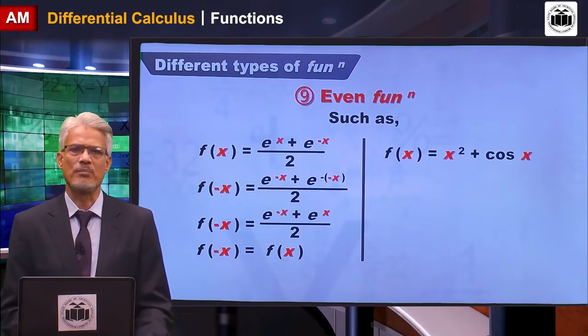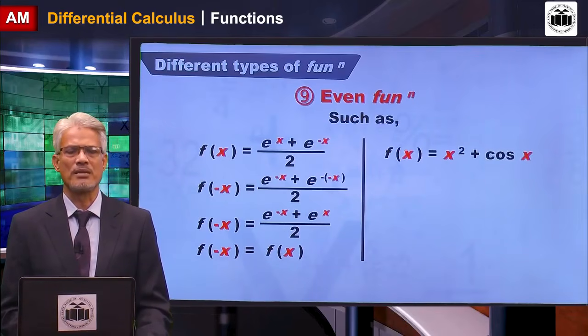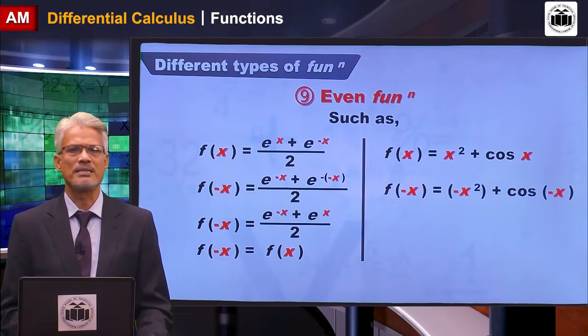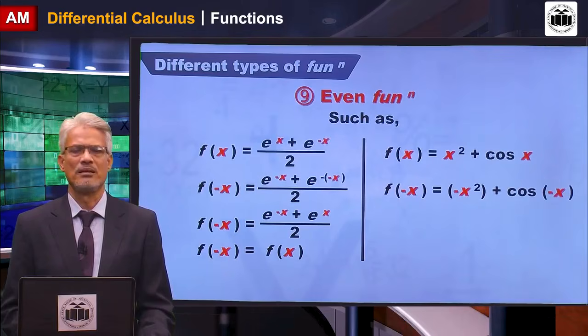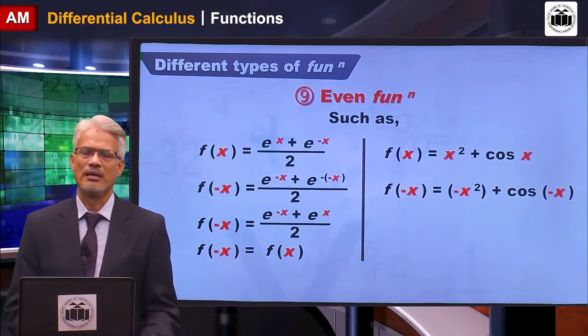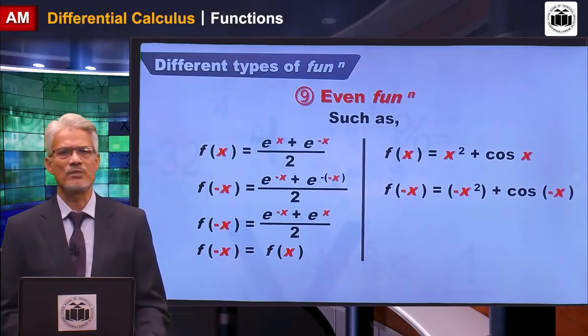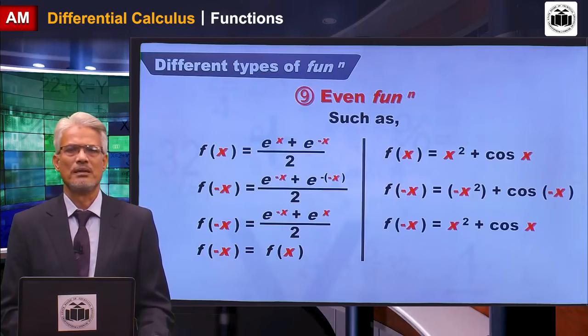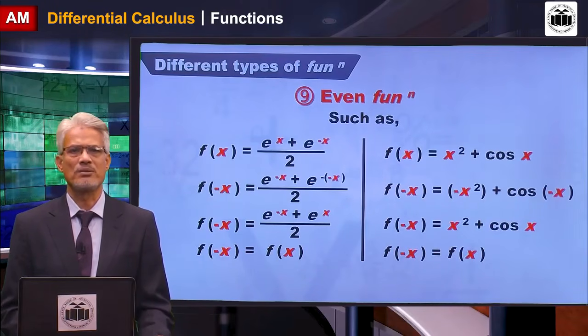Now you see another example. fx is equal to x square plus cos x. Again we are substituting minus x in place of x. We are getting minus x whole square plus cos minus x. We know cos is an even function, that's why cos minus x is always equal to cos x. Here also f minus x is equal to fx. fx remains unchanged by changing x to minus x. That's why these are examples of even functions.